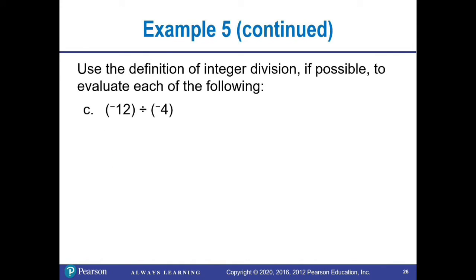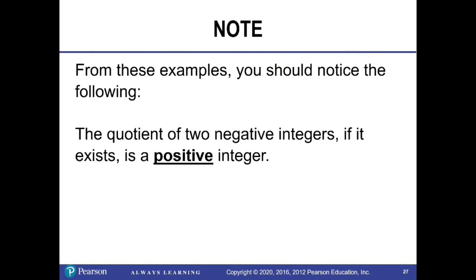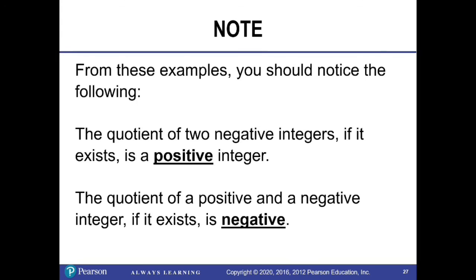Part C, negative 12 divided by negative 4. I ask myself, negative 4 times what makes negative 12? Well, again, I know 4 times 3 is 12, and I need to decide if that 3 is positive or negative. Well, notice my first factor is negative. My answer is negative, and so the 3 has to be positive. Negative 4 times 3 makes negative 12. So hopefully you noticed that when we had a quotient of two negative integers, our answer was positive, as in that last example. However, if we have a positive and a negative, that quotient is going to be negative.